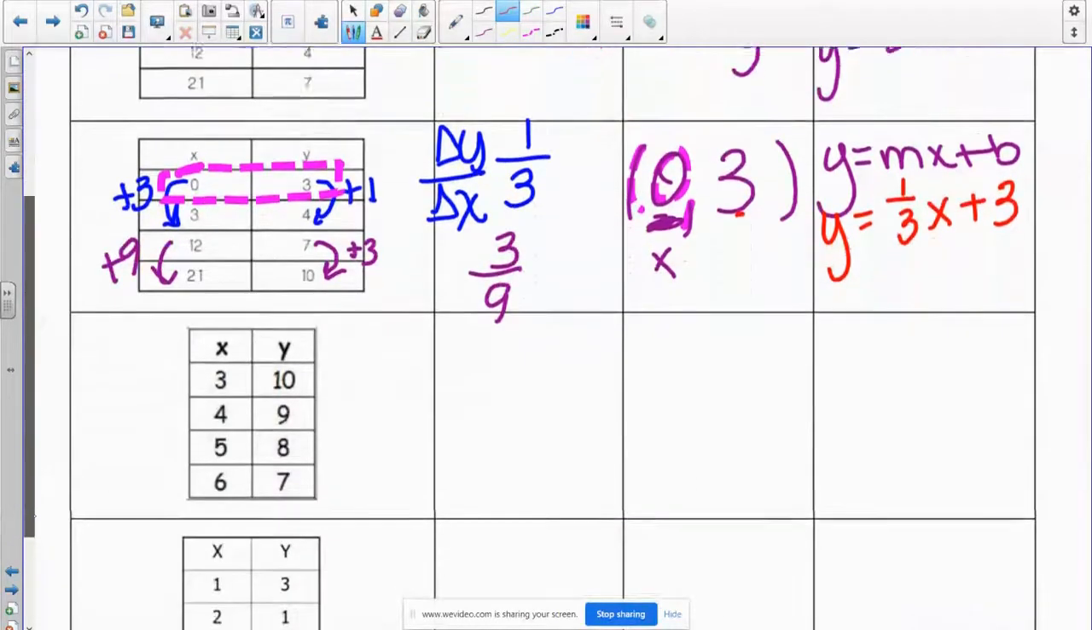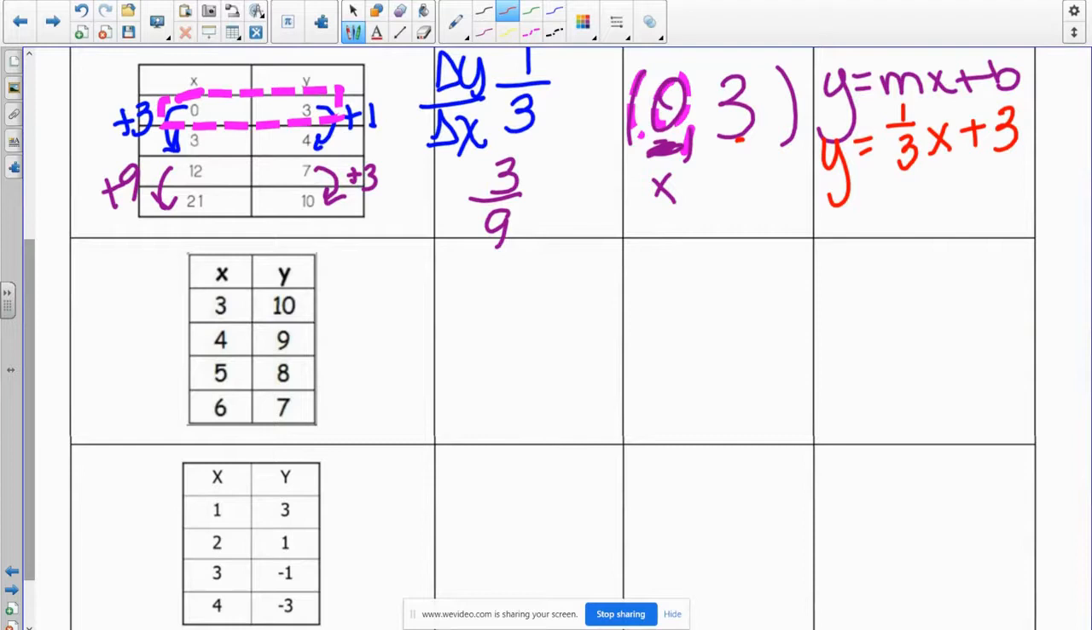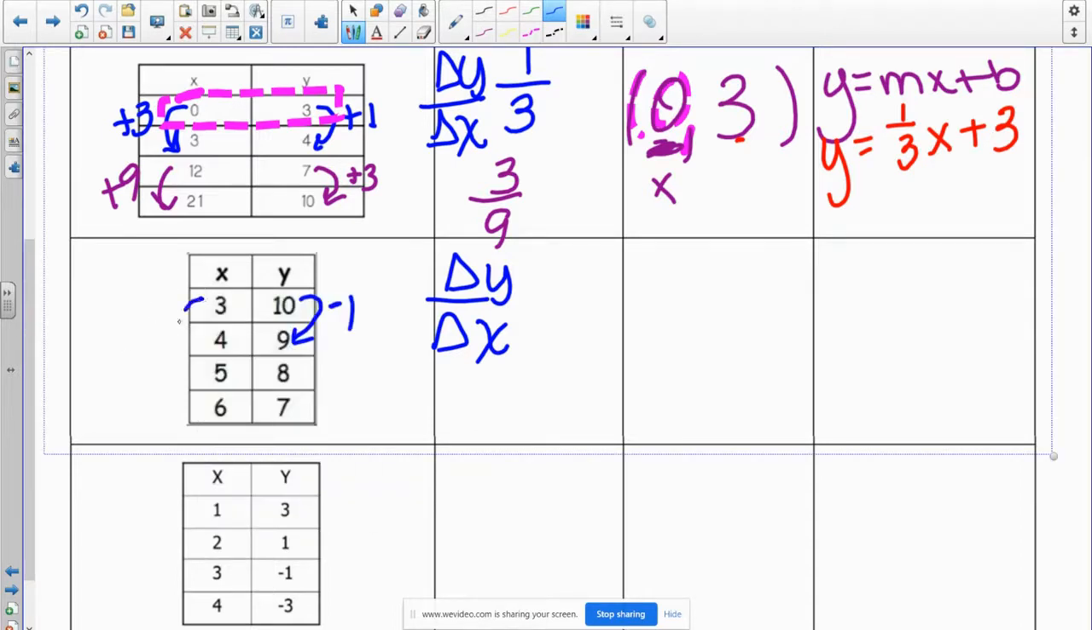Okay, next example. Same two questions, the same ones I started this video with: what is the slope and how do you find it, and what is the y-intercept and how do you find it. So change of y over change of x. Pick any 2 points. Notice this time the y starts at 10 and goes down to 9. So that is going down 1. The change in x here goes from 3 up to 4, so that's a positive 1. So your slope, remember, it's change of y, the one on the right side first, -1 over 1.